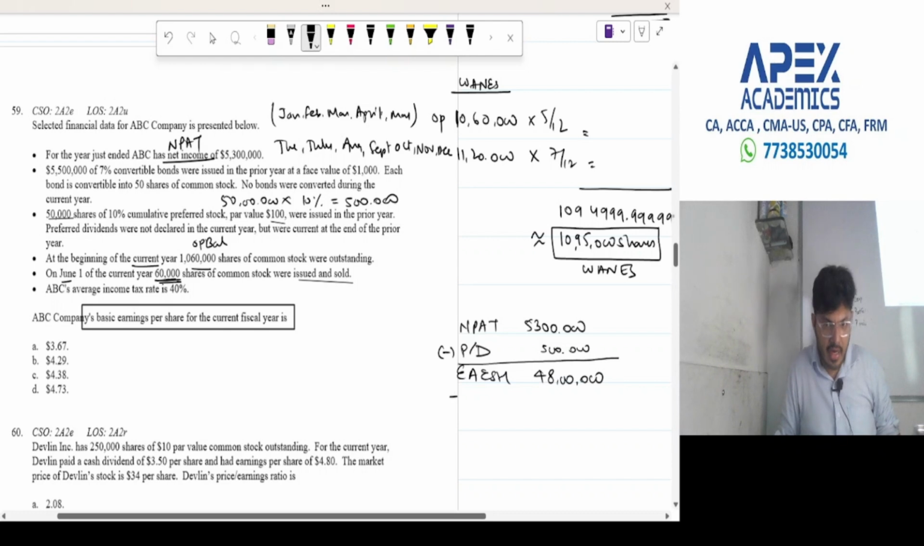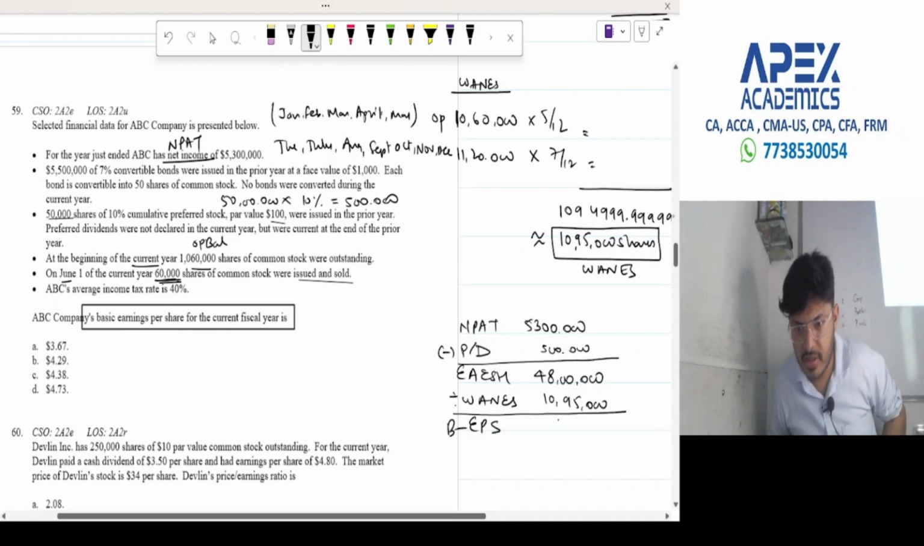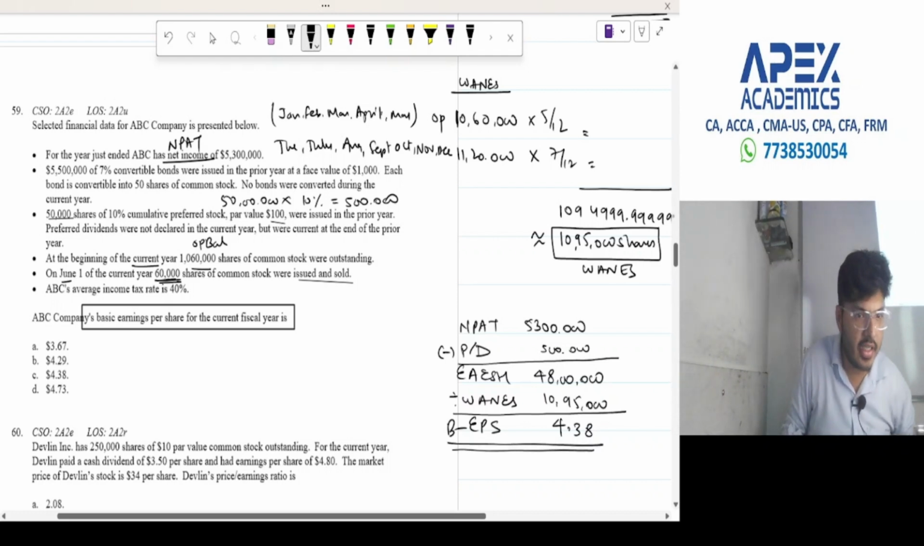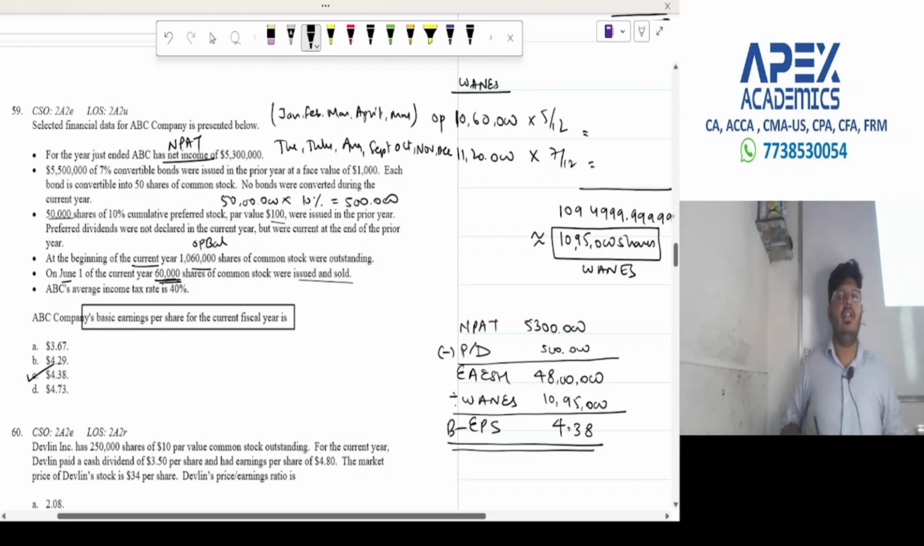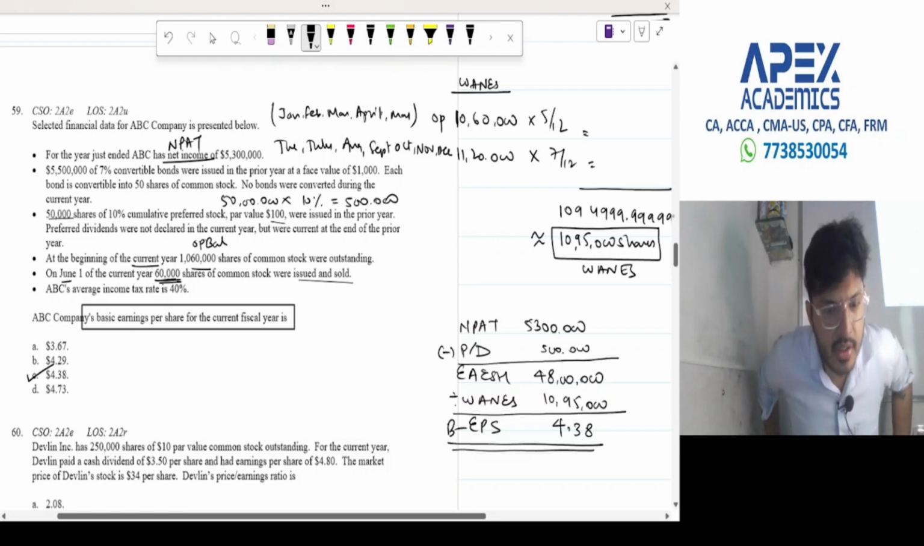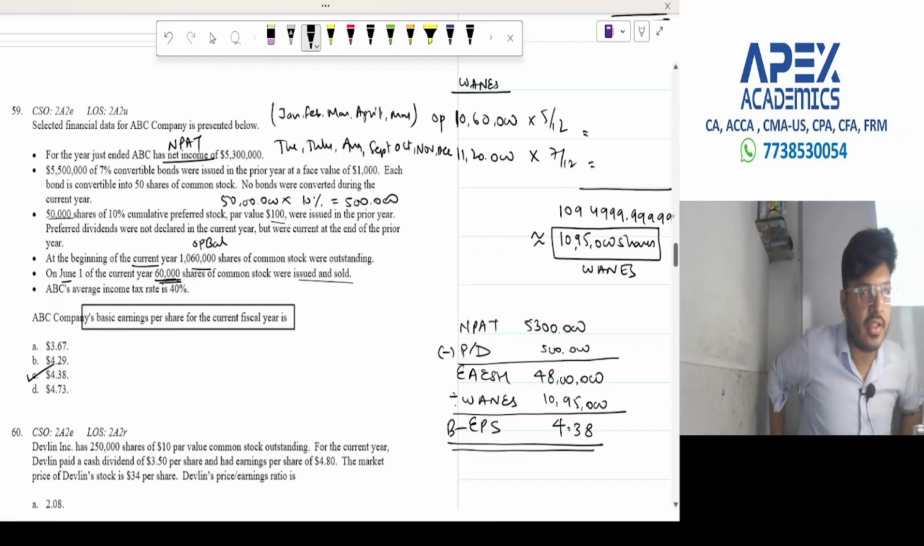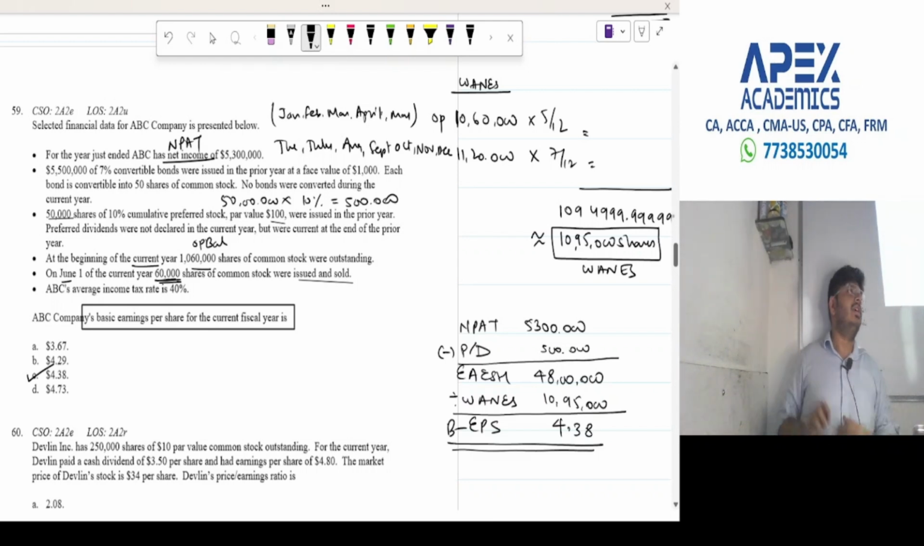Here I will get earnings available to equity shareholders, which is 48 lakhs. I will divide this by the weighted average number of shares, which is 10 lakh 95,000. After this I will get basic EPS, which is 4.38. That is your answer. Good question, interesting question. You should get full marks in the exams.